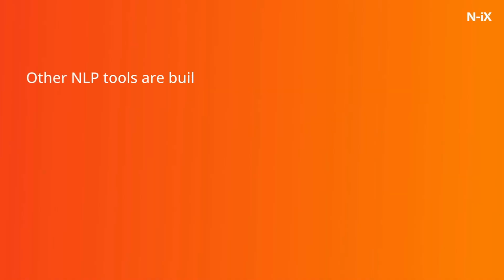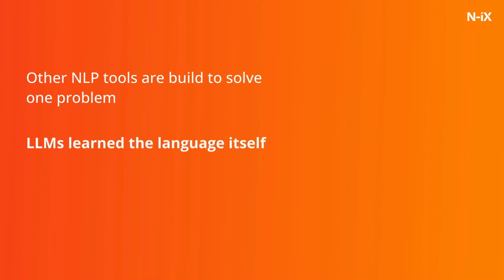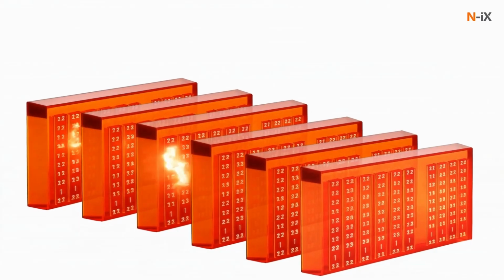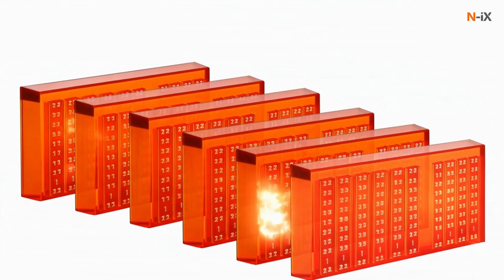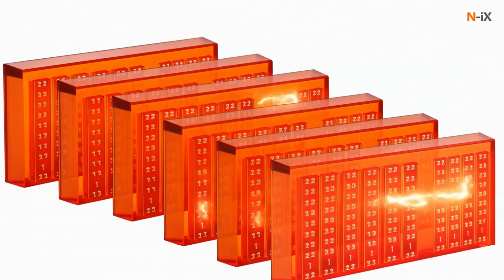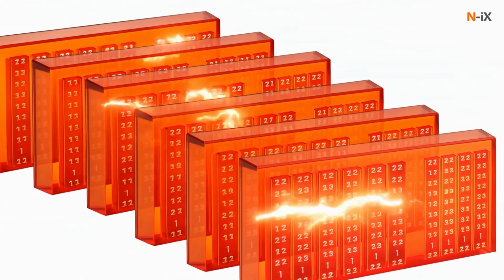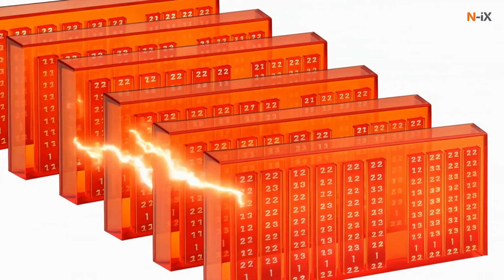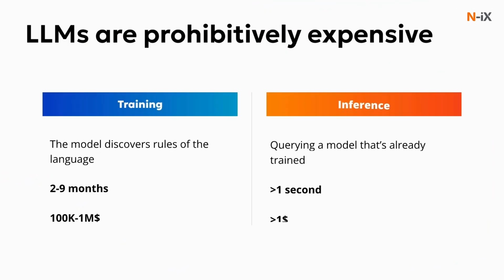Gen 1 and Gen 2 NLP tools were built for specific jobs. LLMs were trained on so much data that instead of learning one task, they learned language itself. LLMs use computation resources more efficiently than LSTMs, but you, most likely, still cannot afford to build your own LLM. There are 2 separate phases to how LLMs work.